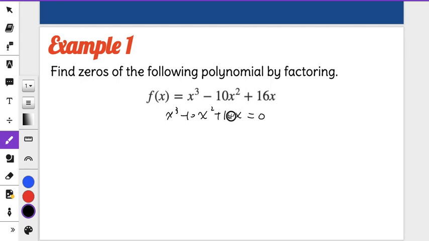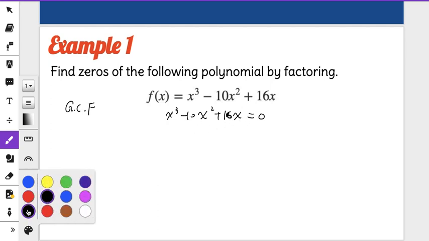A very common method is that we always check what they have in common, so we are going to look for the GCF. GCF means greatest common factor. I'm going to check all the variables and all the numbers to see if there's anything common for me to take out. So if you look closely at these 3 terms, you can see they all have x. But the coefficient of the first one is 1, so there's nothing more for us to take out. So I'm going to take the greatest common factor as x.